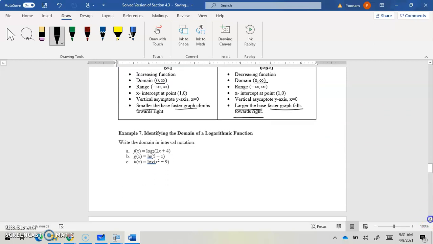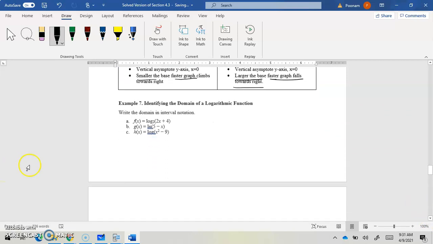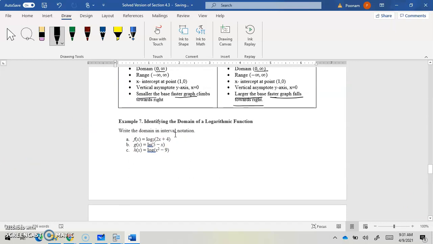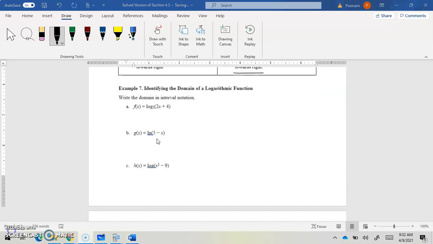Okay. So using all this information, let's figure out how to find domain of some of the log functions. So example number 7 asks us, identify domain of the logarithmic function. Write the domain in the interval notation. The first function is log of 2x plus 4, the base is 2. Now what you need to remember, log is defined for only non-zero positive numbers.